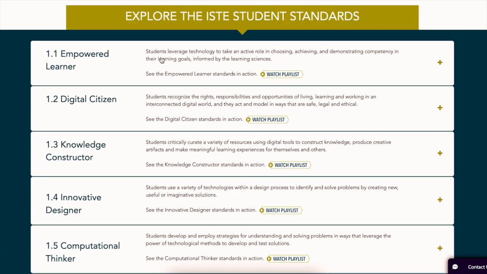When we dig into the actual language of each, right, we're looking at leveraging technology, taking an active role. So we have choosing, achieving, demonstrating competency. This is connected to their learning goals, right? Digital citizen, we see rights, responsibilities, opportunities, interconnected digital world. Safe, legal, ethical. Okay, so now my brain is starting to think about the applications, and you can kind of coach teachers to think about the applications of these specific standards to whatever students are living in their lives right now. What's a current event? What's happening in their lives? How do they interact with technology? How do they use YouTube? How do they use social media? Do these things start to resonate?